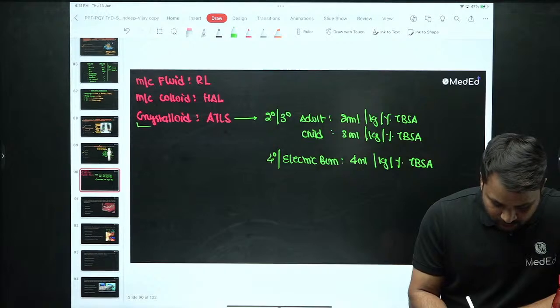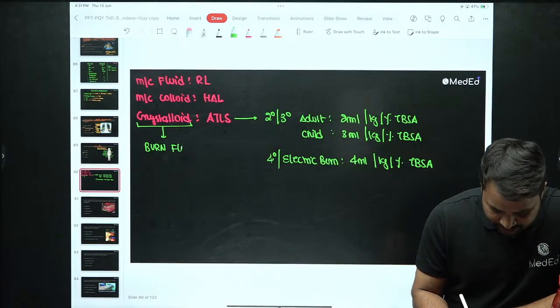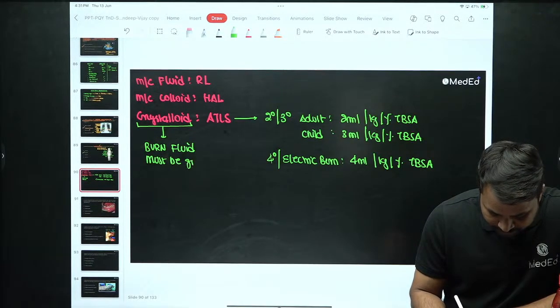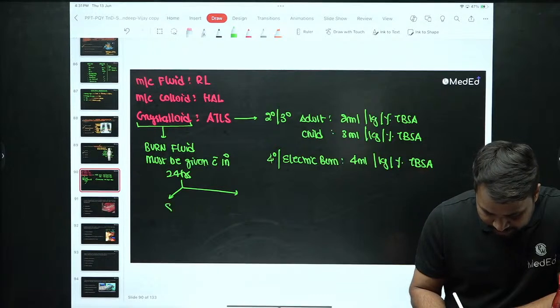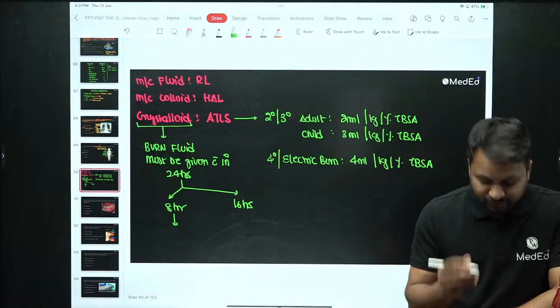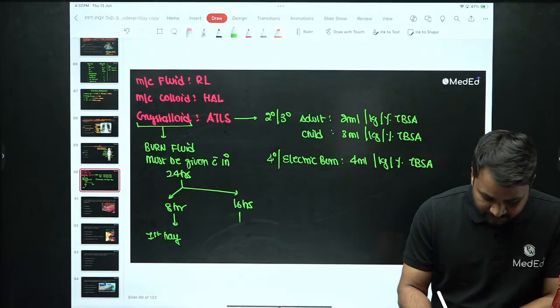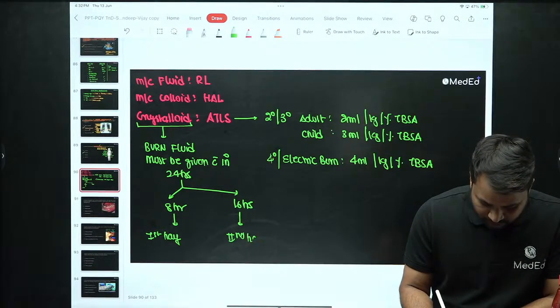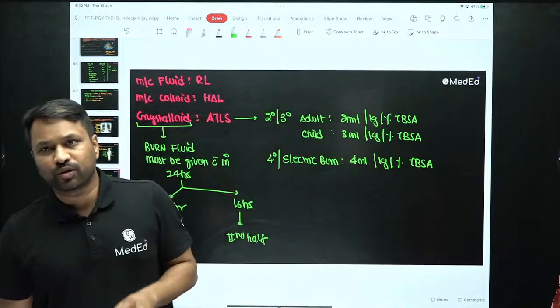Now, whatever crystalloid that we calculate, this is what we call the burn fluid, and this burn fluid must be administered within 24 hours. So, in this 24 hours, I am going to split them into the first 8 hours and the next 16 hours. In the first 8 hours, the first half of the fluid that you have calculated has to be given as fast IV, and the second half of the fluid will be given as slow IV over a period of 16 hours, but within 24 hours, you have to give away the fluids, right?